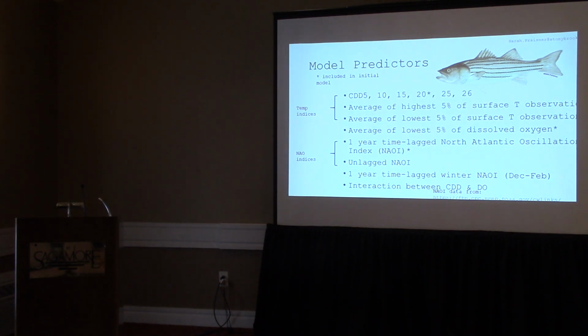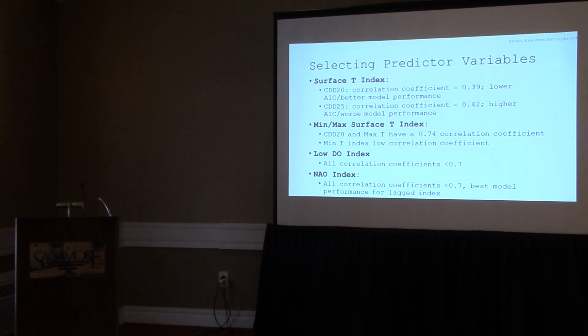So with all these parameters, unfortunately, you can't just throw them into a GAM. To select which predictor variables were in my initial model, which is how I chose my final model, I looked at their correlation coefficients to see which are too highly correlated to include in this model together.